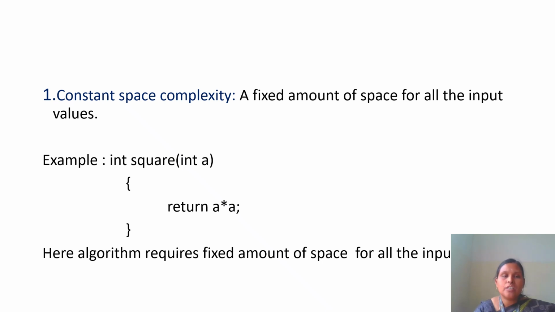The example program I am writing here is to calculate the area of a square. What is the formula for a square? Area of a square is a squared. So I am going to write a function called square, and I am going to pass an argument, that is a variable a. It's going to calculate a squared. However many times I execute this algorithm, the memory required for storing this variable never gets changed. It remains constant. That is called constant space complexity.